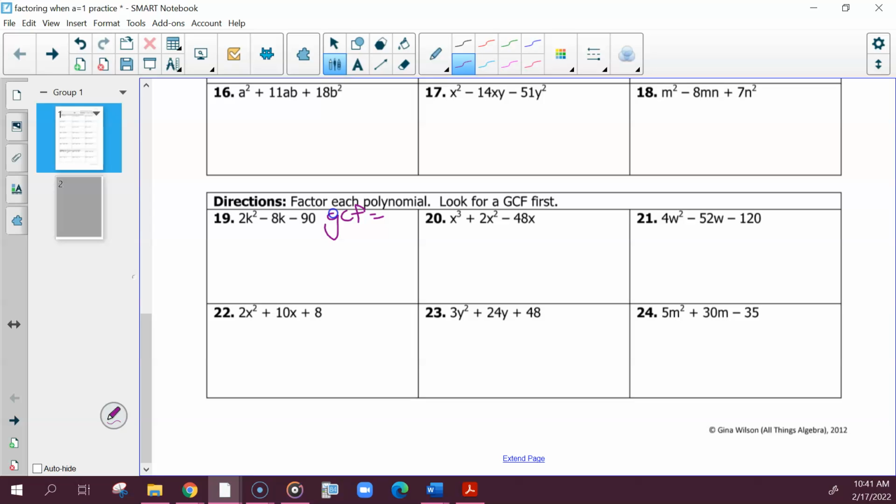Someone said it, but I didn't actually hear what you said. These all have something in common. So if we divide 2 out of everything, what's left? Here are the last two. What about the first one?